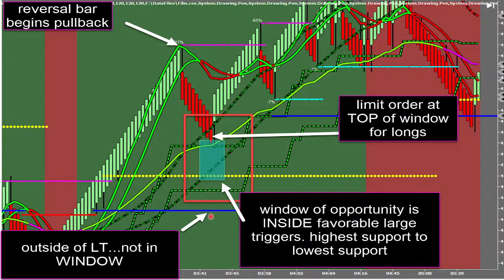Anything beyond the triggers, anything on the wrong side of the triggers, anything below the triggers in a long trade, this is not where we want the market to go. 20 to 30% of the time, that small crowd is going to push through everything and get to the wrong side of the triggers. This is where your initial stop will be placed. This is where we're going to protect ourselves because this is where the advantage is gone.